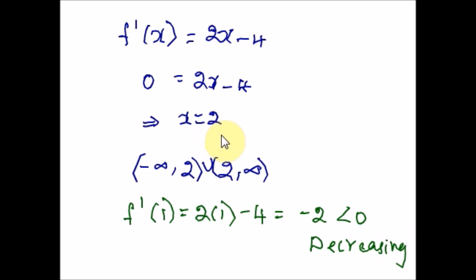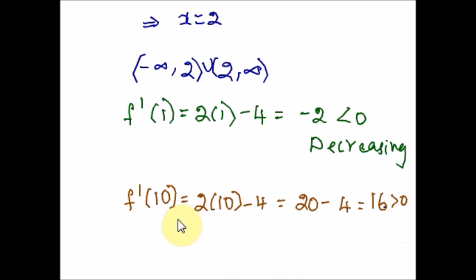Now let us pick any one number in the interval between 2 and infinity. For example, we can take 10. That's going to be a really good number. If you replace x by 10 in this expression f dash of x, let's see what number we will be getting. By replacing 10, you will be getting 16, which is a positive number, a number greater than 0. It means the interval is increasing, from 2 to infinity.